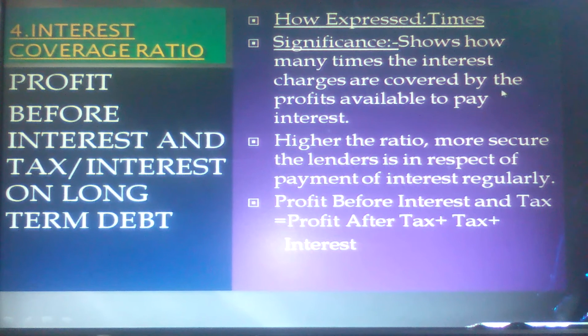Its significance shows how many times the interest charges are covered by the profits available to pay interest. Okay, so the higher the ratio, the more secure the lenders are in respect of payment of interest regularly. So they will verify whether the company is paying its interest regularly, whether we are in a position to pay the interest. Based upon that only we can move for the long-term debt. Then profit before interest and tax, what is the meaning? Nothing but profit after tax, and again we add tax and interest. That's what you will get: profit before interest and tax.